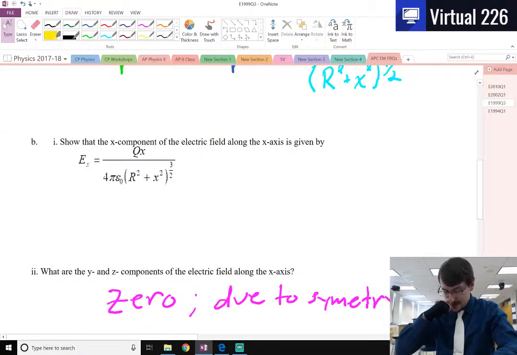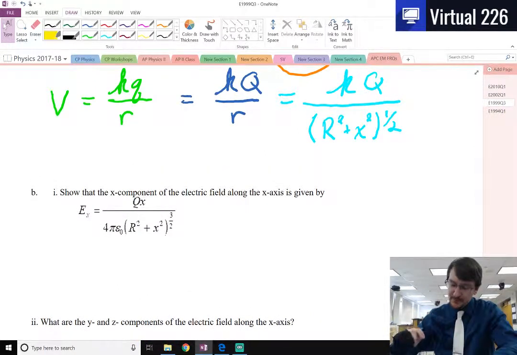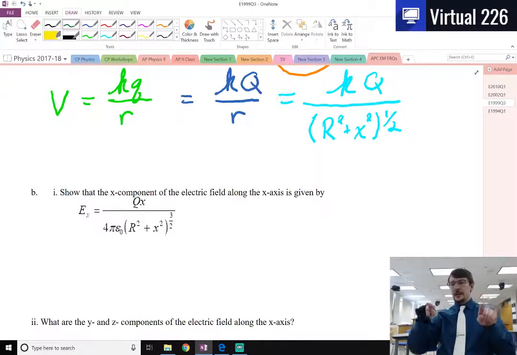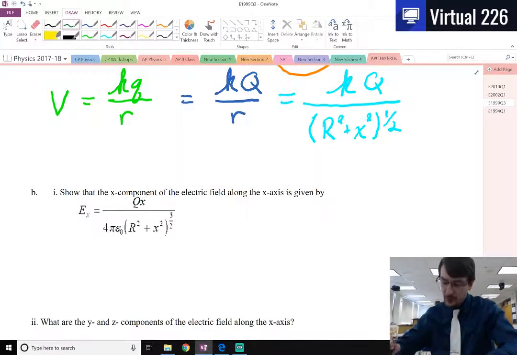Now, A is the slightly harder part of this problem. If we're looking for an electric field, we could solve this by looking at tiny elements of the ring and then adding up different components of them and working forward.